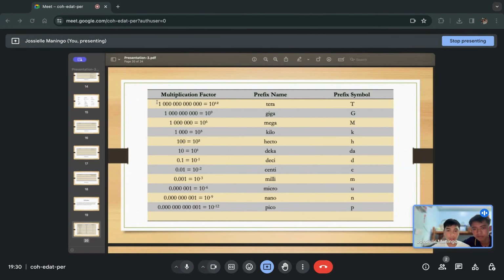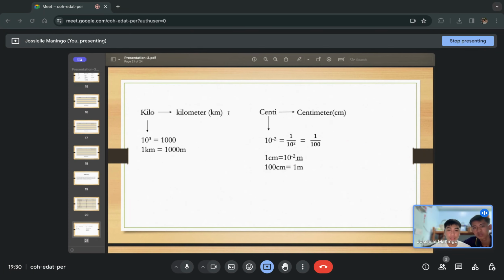And this is the table of the prefixes, and we have here the multiplication factors, prefix names and prefix symbols. You need to familiarize yourself with these prefix names: tera, giga, mega, kilo, hecto, deca, deci, centi, milli, micro, nano, pico. And the prefix symbols: capital T, capital G, capital M, small k, h, da for deca, and d for deci. Don't forget, guys, deca is positive and deci is negative. c for centi, m for milli, and the Greek mu for micro, not a U, guys. And p for pico. And next, we have the example of the kilometer.